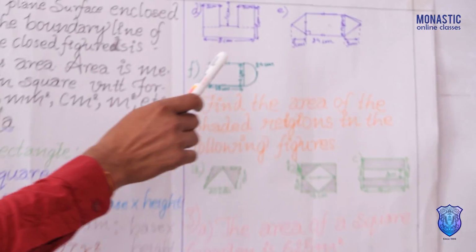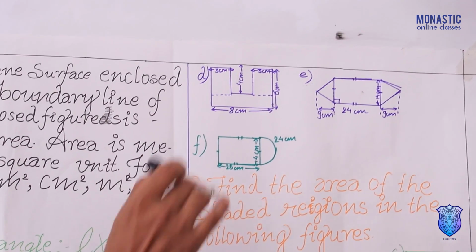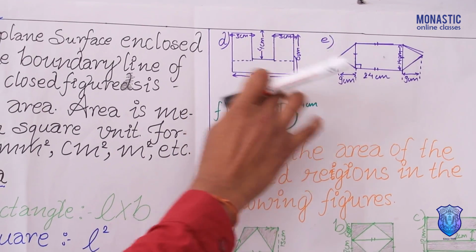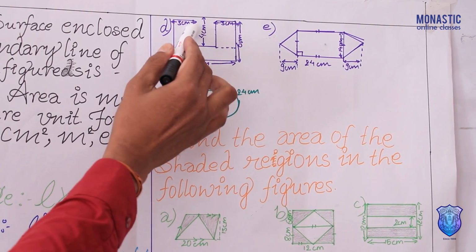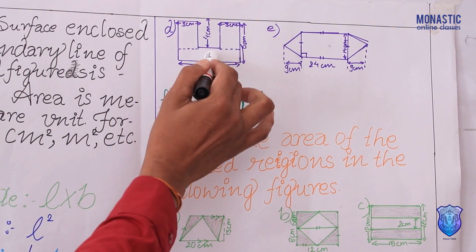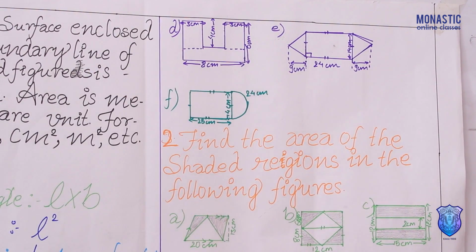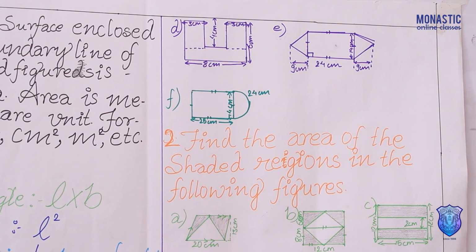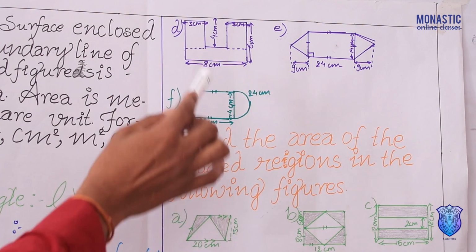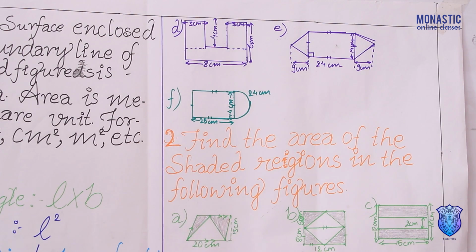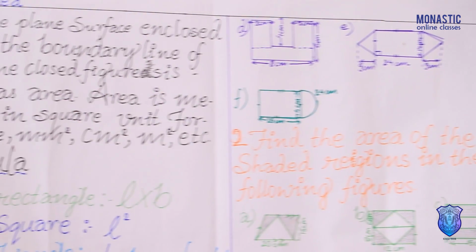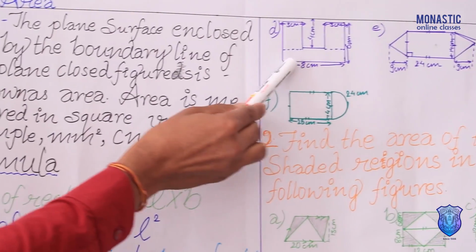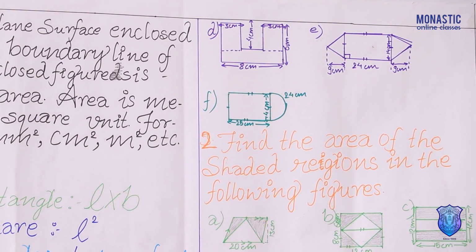And in the next figure, what are we seeing here? It means in this figure we are finding three parts, first, second, third. So now the question comes here: for such type of question, how can we find out the area? So for this, let's see how we solve this question number 1T.